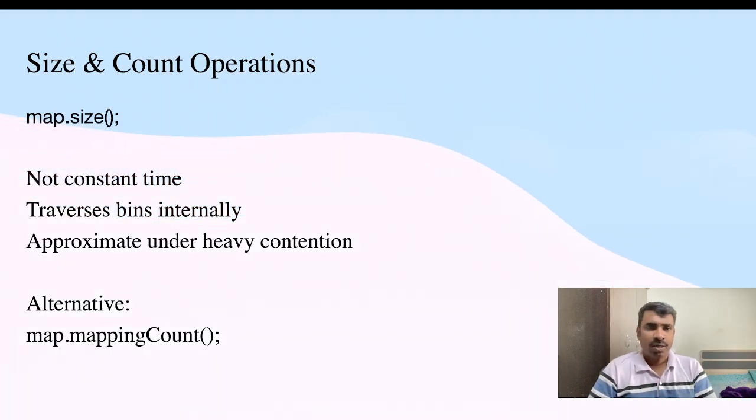Next, size and count operations in ConcurrentHashMap. Either you can use the size method or you can use mappingCount. mappingCount is safer, but size is also supported by ConcurrentHashMap.